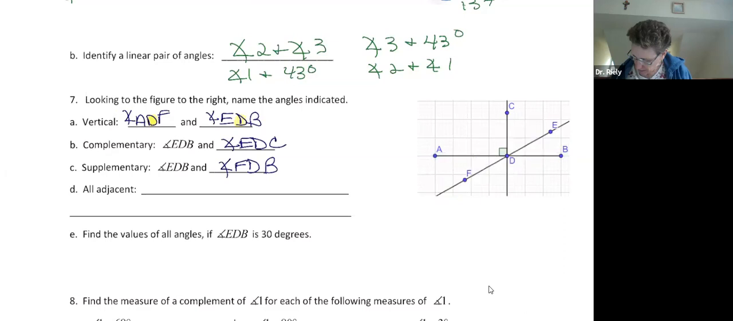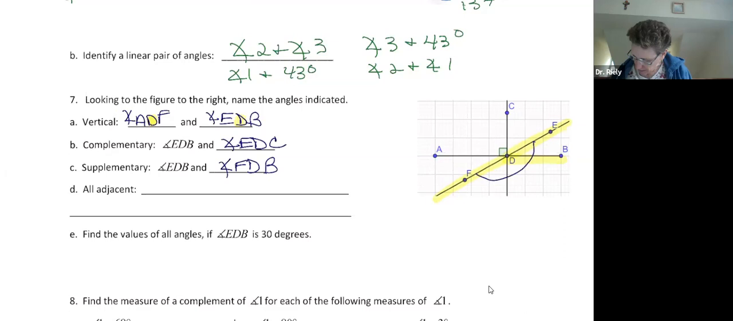Okay, so this is what they're telling me. Our focus is on EDB, and notice this. Here's EDB. Here are the two angles that are supplementary. Okay, that's how I got that.